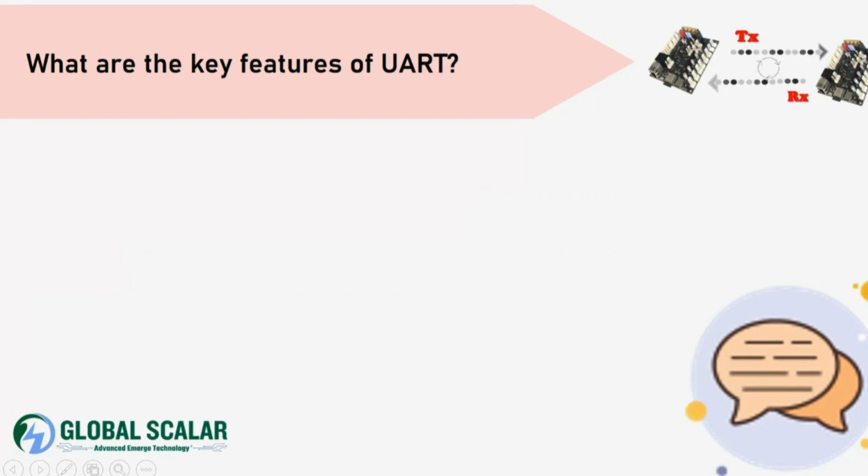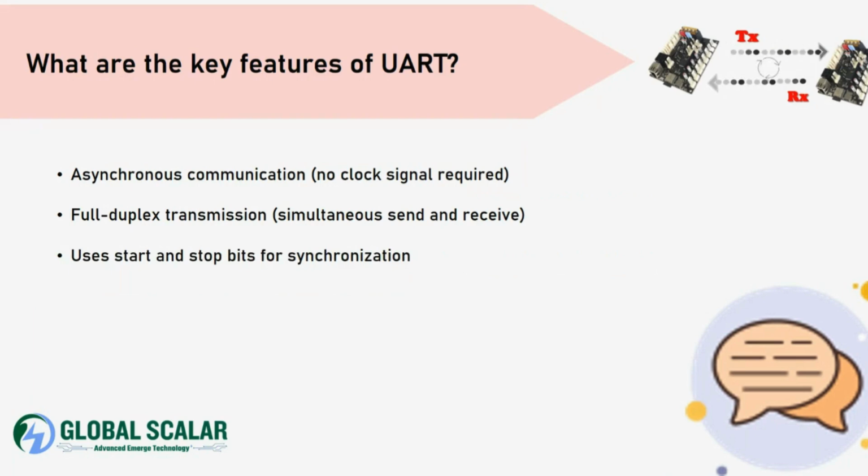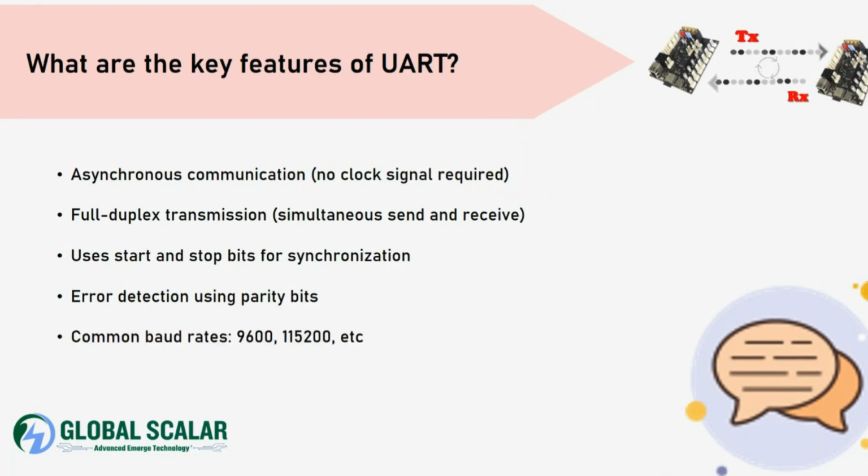What are the key features of UART? Asynchronous communication, no clock signal required, full duplex transmission, where transmitting and receiving can happen simultaneously, uses start and stop bits for synchronization, error detection by using the parity bit, and the baud rates here, 9600, are the baud rates operated in the UART protocol.